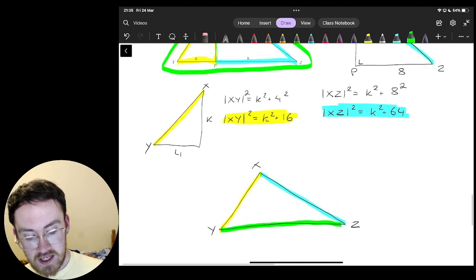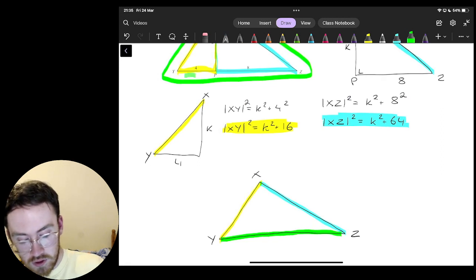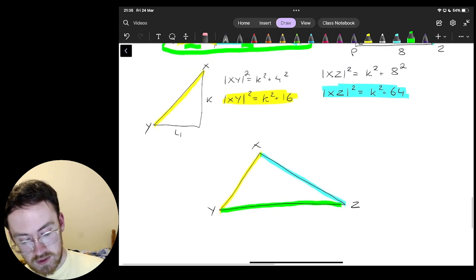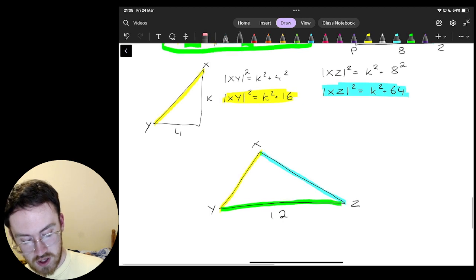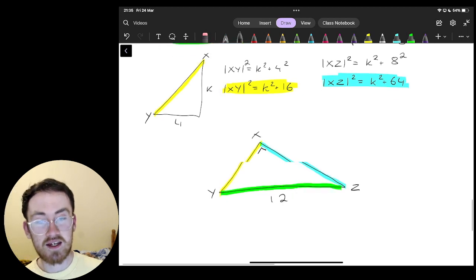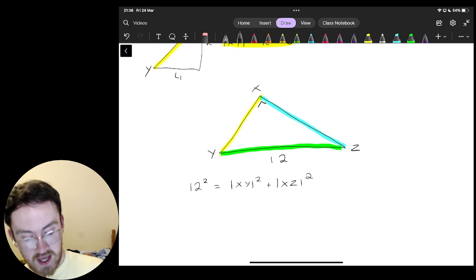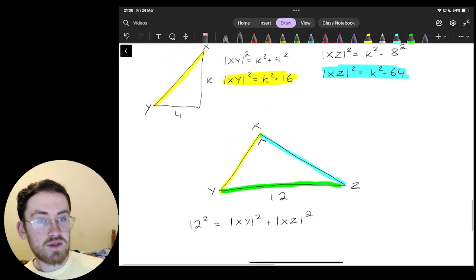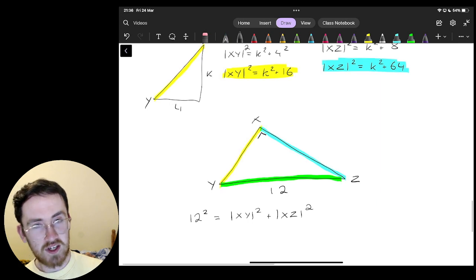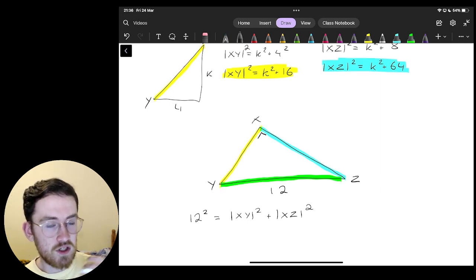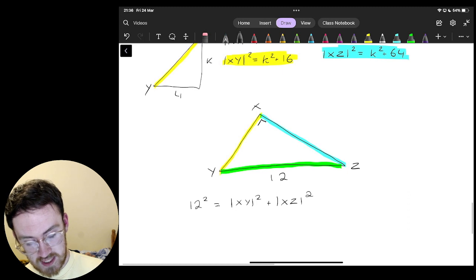The side in green here is actually 4 plus 8, so it has a total of 12. We also know that this is a right angle. So 12 squared is equal to XY squared plus XZ squared. Now we should be able to see why I've left those squared in the previous part, because I could see that this was where we were headed using Pythagoras again, so it was easier to just leave them in that form than actually writing them as square roots.